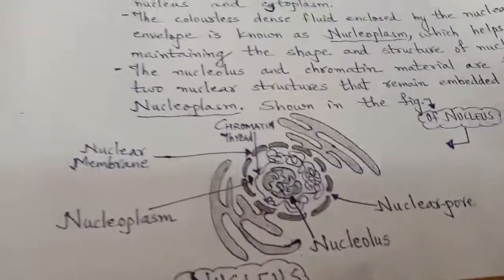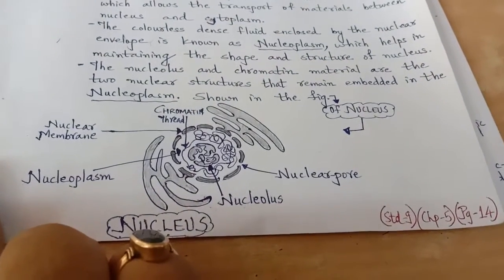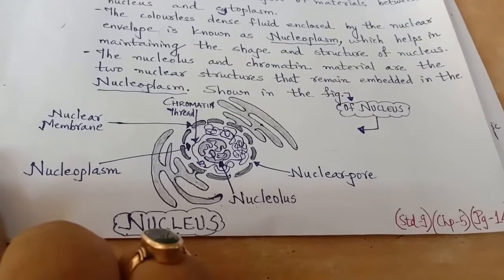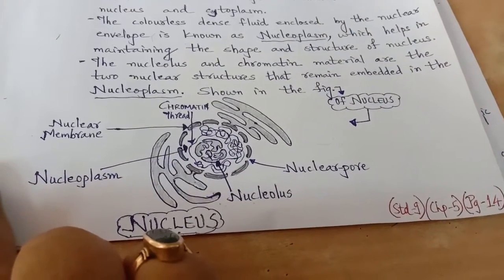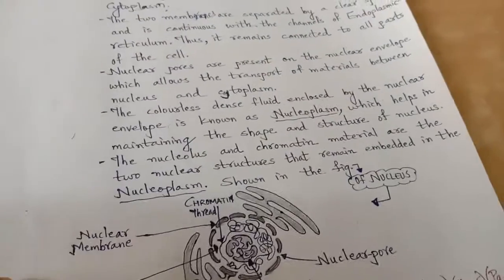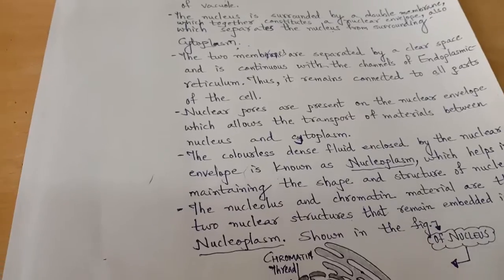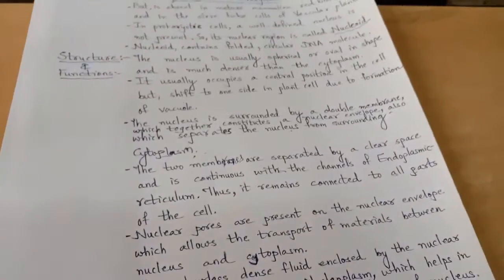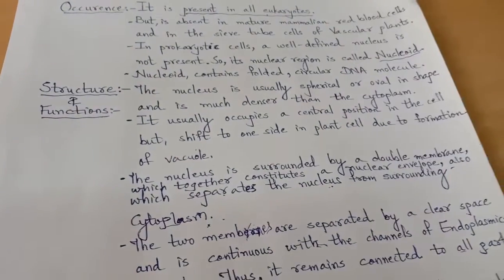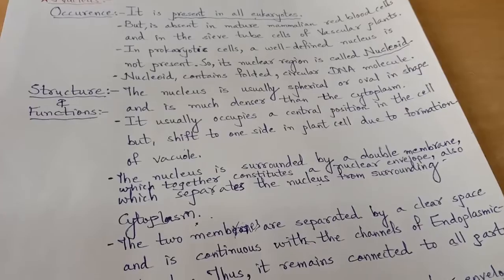So please go through the figure properly. Then you will get the idea of where the nucleus, nucleolus, nuclear pore, nuclear membrane, chromatin thread and nucleoplasm are, right? So this is all about the nucleus. Now what the chromatin thread is and how the cell divides from the parent cell to the daughter cell, that I will discuss with you in the next video.